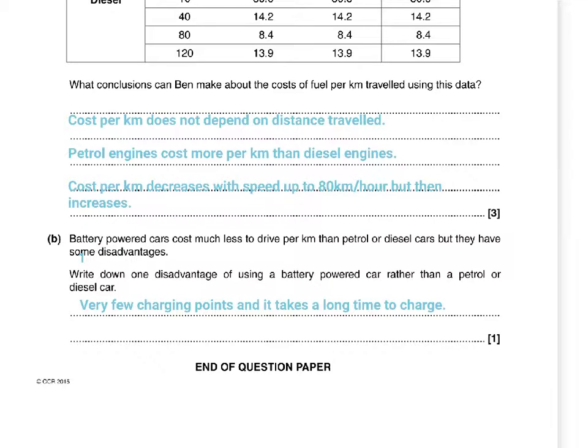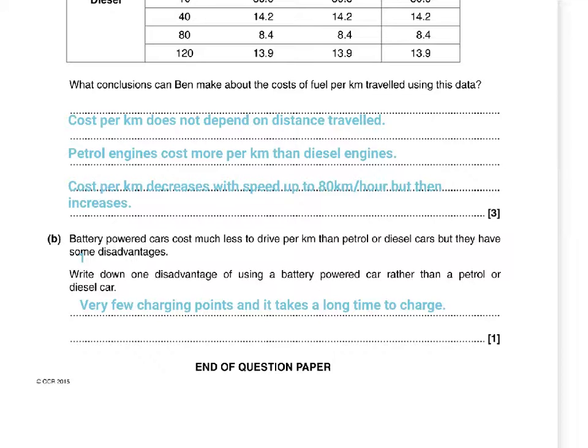Part B: battery powered cars cost much less to drive per kilometre than petrol or diesel cars, but they have some disadvantages. Write down one disadvantage of using a battery powered car rather than a petrol or diesel car. Well, you could have said they've got a limited range. They can only travel so far before they need charging.